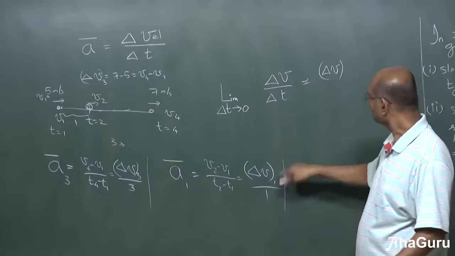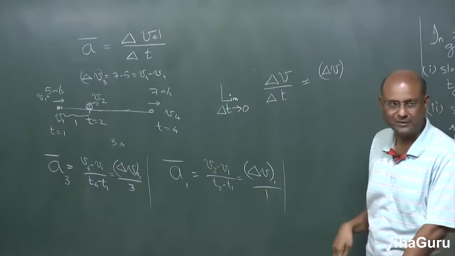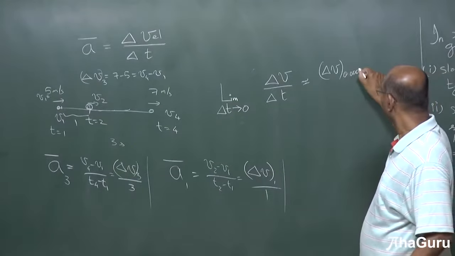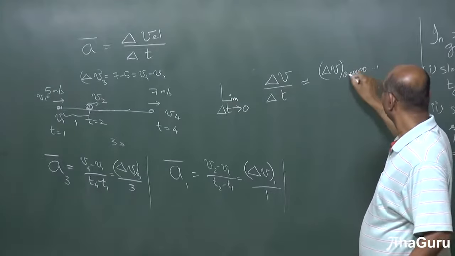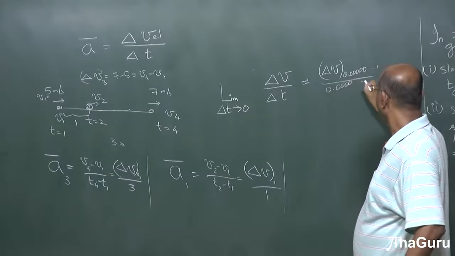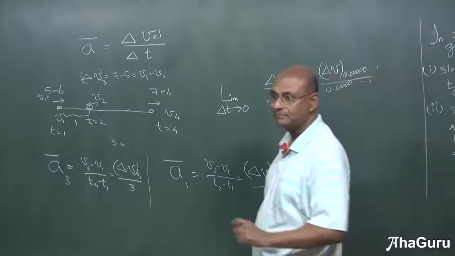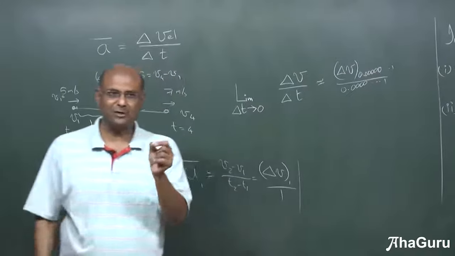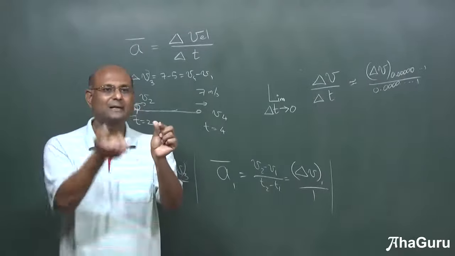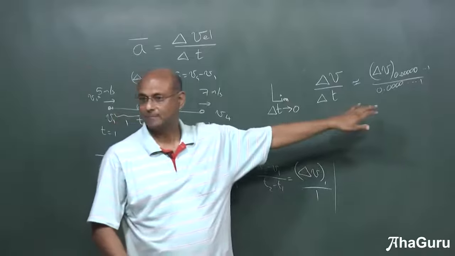Is this good enough? Delta V 1 by 1? That's not good enough, right? So what can we do? 0.0000. Take the same number of zeros and put it below. So this is the delta V for that much time, which is not going to be much, right? Because it wouldn't have changed much. But it has changed by a small amount, divided by the time, is the rate at which the velocity is changing.